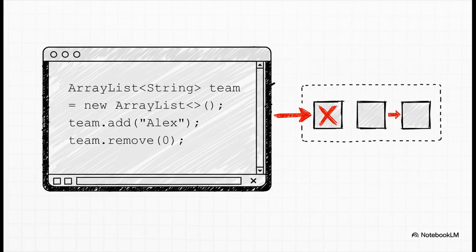And when you look at the code, it's so clean, right? It looks totally harmless. You make a new array list, you add a name like Alex, you remove something by its index. It's super easy to write. But now you know the secret. You know about that potential shifting nightmare that's happening just under the surface.